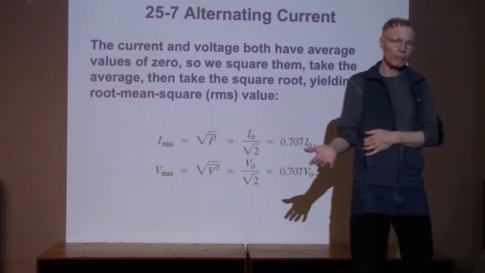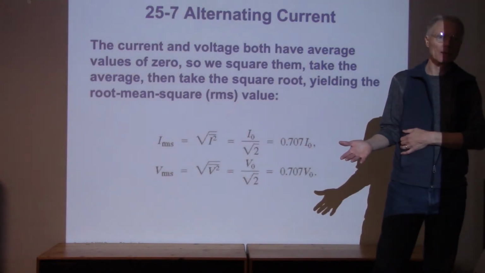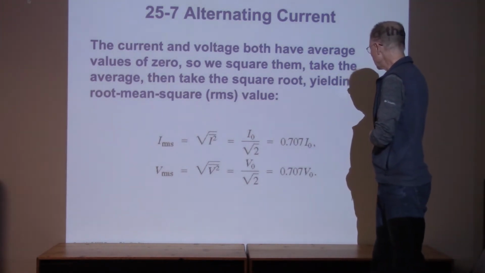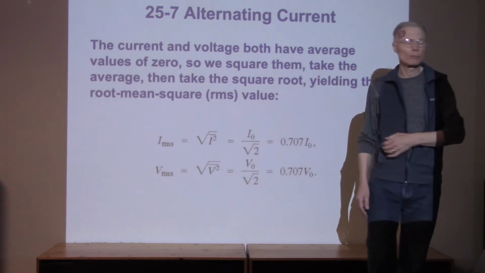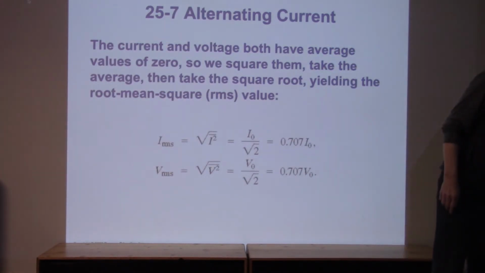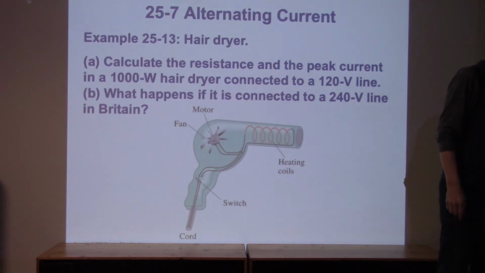So that 120 volt number that we talked about with our outlets is actually only 71% of the peak voltage in that line. Here's our hair dryer.